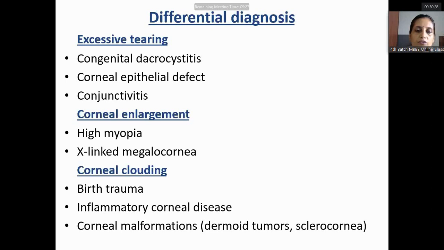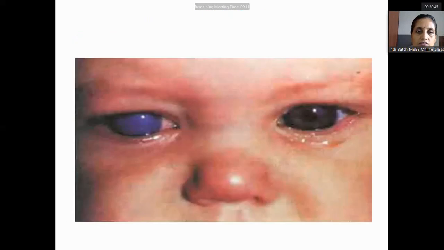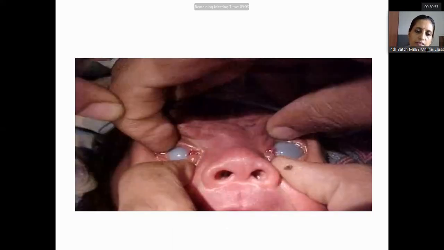Then what can be the cause? We have to ask the detailed history whether there is a birth trauma or inflammatory corneal disease or any corneal malformation like dermoid tumor or sclerocornea. By asking the different history, we have to rule out what the condition is. So see the child with buphthalmos and a hazy cornea, corneal edema. It can come at this stage also.